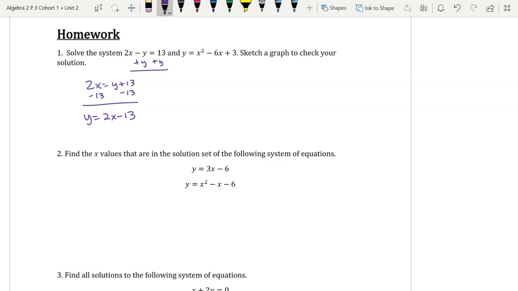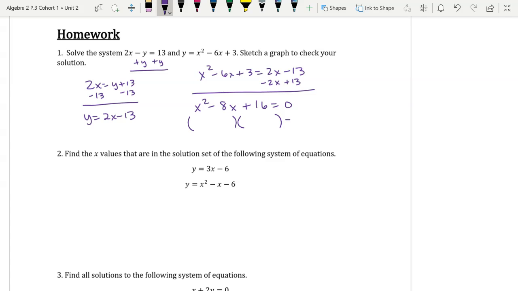So then if I set these equal to each other, I have x squared minus 6x plus 3 is equal to 2x minus 13. Since it's quadratic, I want to make this equal to 0 so that I can try and either factor it or use the quadratic formula. So if we do that, we're going to get x squared minus 8x plus 16 equals 0. So we're thinking what multiplies to make 16 but adds to make negative 8, and that's going to be negative 4 and negative 4.